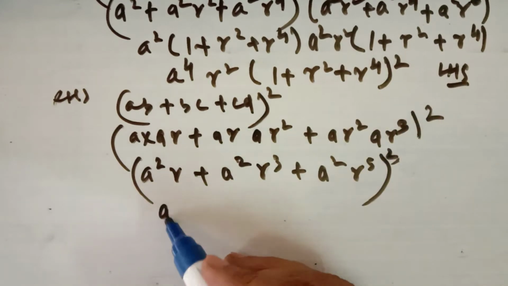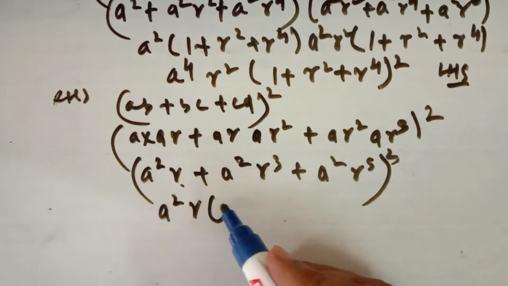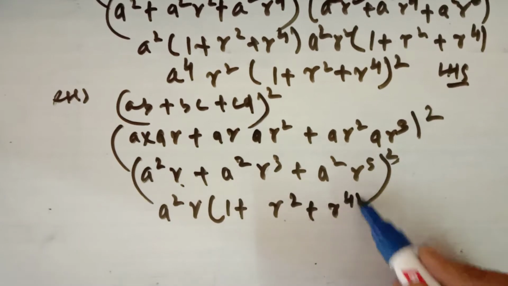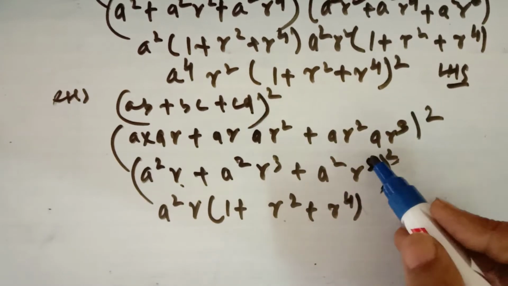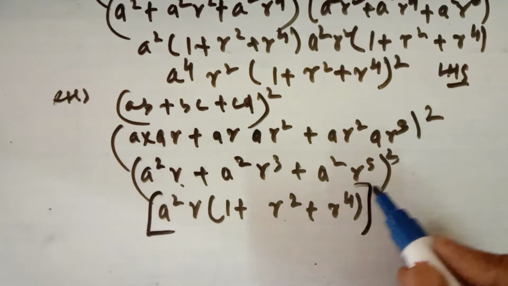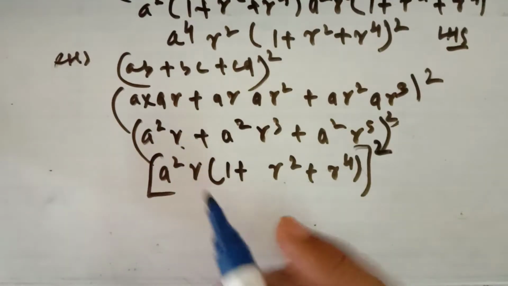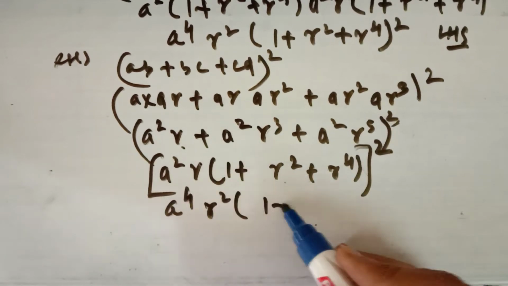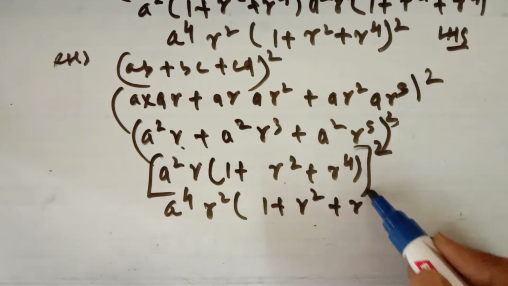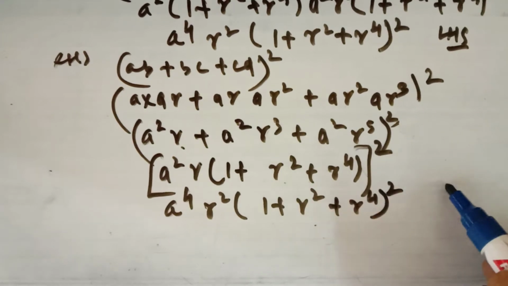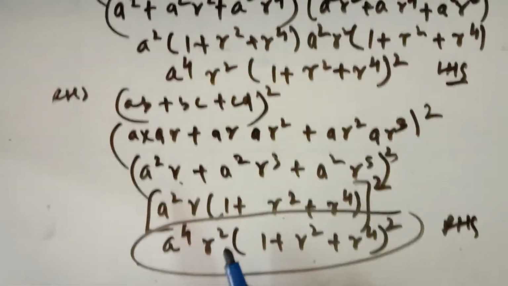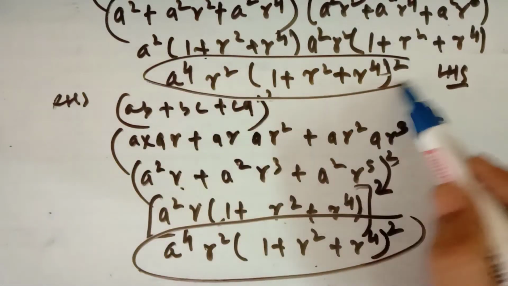Now you can take A²R common in this bracket, so it will be 1, it will be R², it will be R⁴, the whole square. Now whole square it will be A⁴R²(1 + R² + R⁴)². This is the right hand side. So the value of right hand side is this, the value of left hand side is the same.